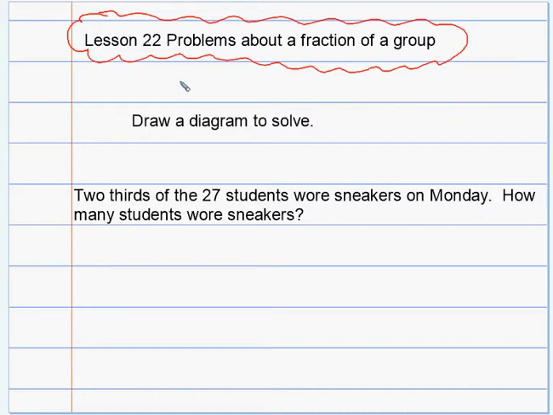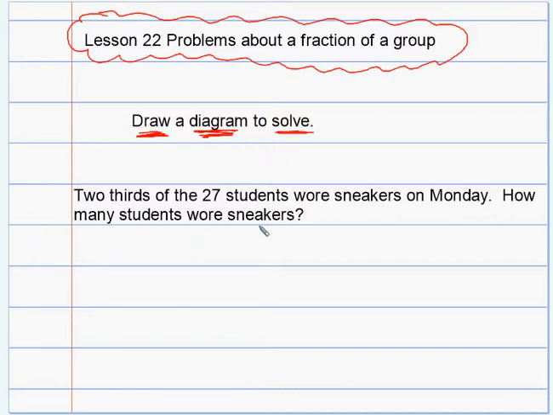Hi class, this is Course 2, Lesson 22, Problems about a Fraction of a Group. We have already talked about different types of problems: problems about combining, separating, comparing, elapsed time, and equal groups. Now we're going to talk about a fraction of a group, or a part of a group. The strategy we are going to use is to draw a diagram to solve. There are other ways to solve these problems, but we're going to focus on drawing a diagram.